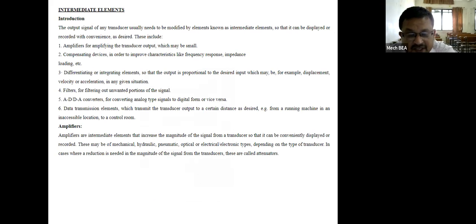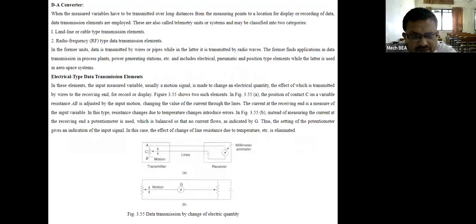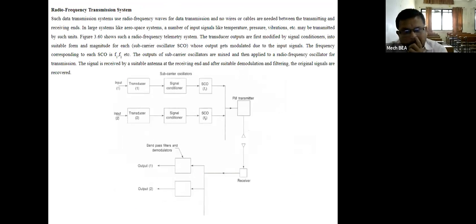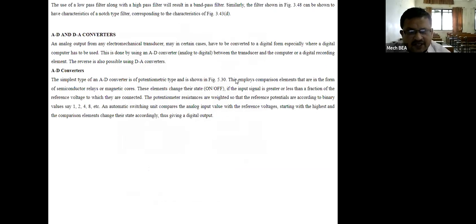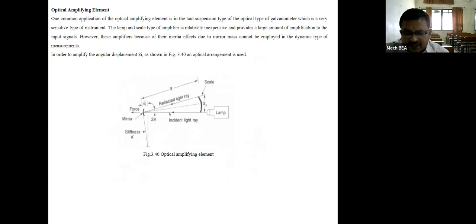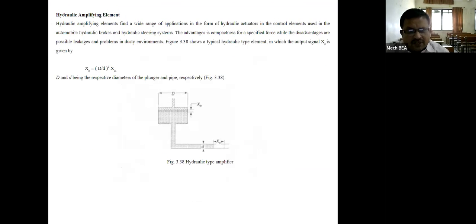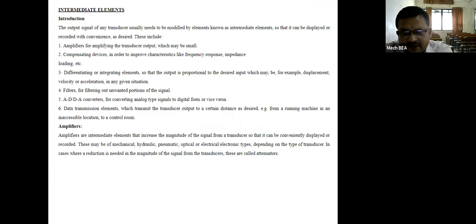Next is intermediate elements. Now, all these that we have seen are transducer elements. Now, what do intermediate elements mean? Filters, analog to digital or digital to analog converters, amplifiers. Therefore, intermediate elements.